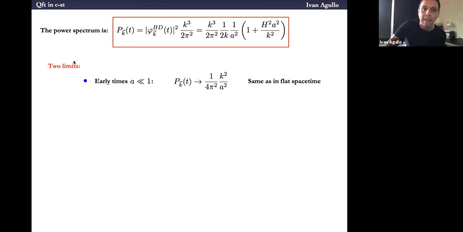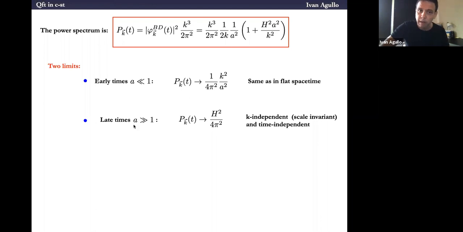So let's take the limit to early times. You have this Friedmann-Lemaitre-Robertson-Walker de Sitter, and you go to very early times where the scale factor is as small as you want. Then the first term in the parentheses dominates over the second term, and the power spectrum is just given by term one. But this is k over a, the physical wave number, so it is the physical wave number squared over 4 pi squared. This is exactly what you would obtain in flat spacetime. So at early times, the power spectrum looks identical to what you would obtain in flat spacetime.